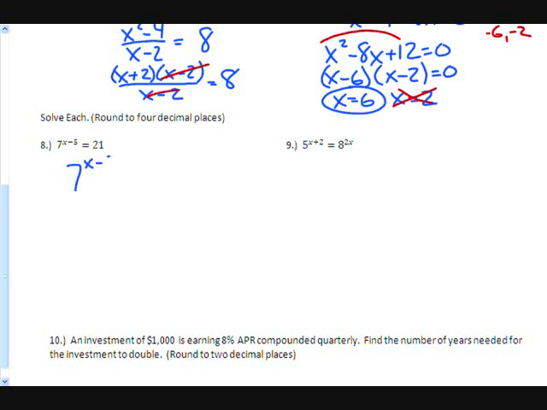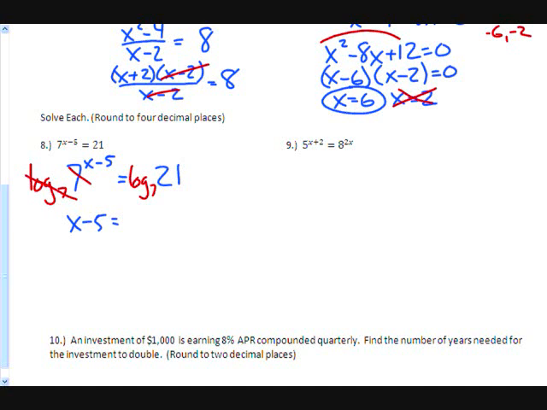For this one, since there's only one exponential part and it's already by itself, I would use log base 7 to solve this one. And if I take log base 7 on one side, I have to take log base 7 of the other side. So now I've taken log base 7 of each side, and what happens is log base 7 and the 7 cancel over here, so I'm just left with x minus 5.